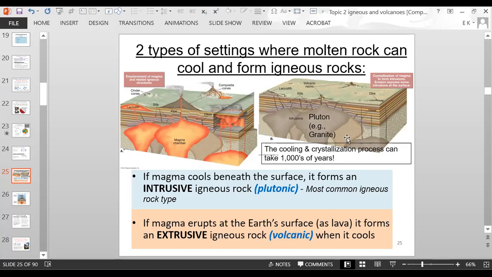on the right, these areas of magma have all hardened and turned into rock. And on the surface, they've all turned into rocks, all the lava. Okay, and that's what we call a pluton, which I mentioned earlier. And a rock type that this might have formed would be granite. The cooling and crystallization process can take thousands of years to form the pluton.